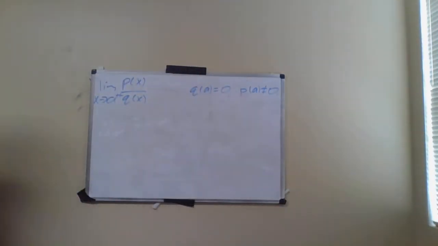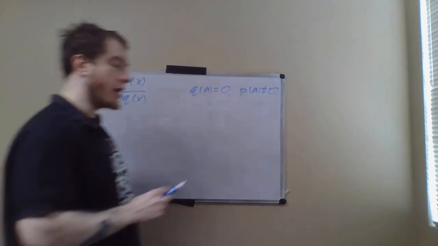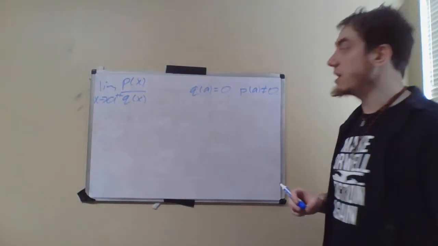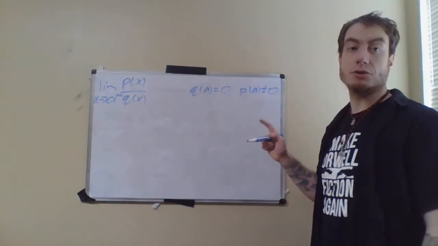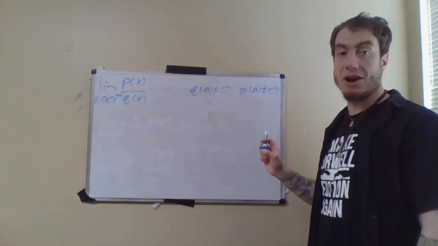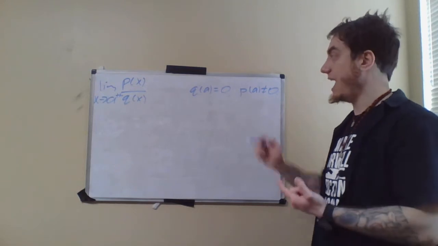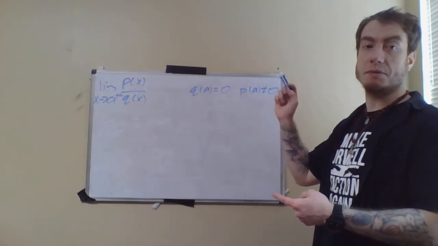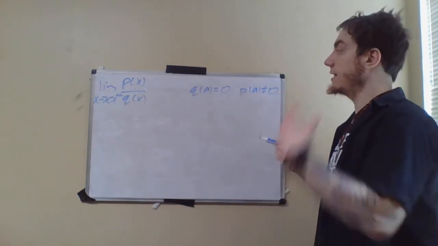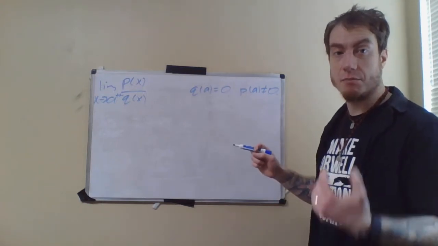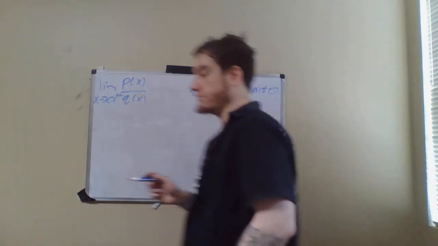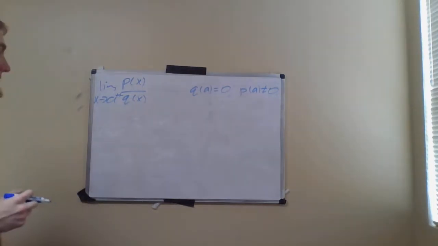And in order to decide whether I approach that vertical asymptote going up or going down, I just need to figure out where p of x over q of x is bigger than 0 and where it is less than 0. If it's bigger than 0 as I approach a, then it must be blowing up to positive infinity. If it is less than 0 as I approach a, it must be blowing up towards negative infinity. So let's give a quick example of this kind of thing.